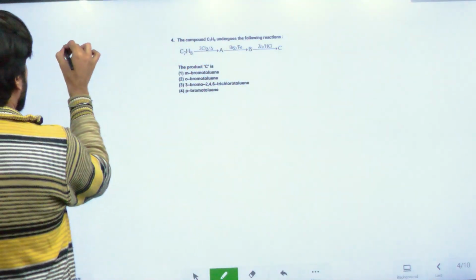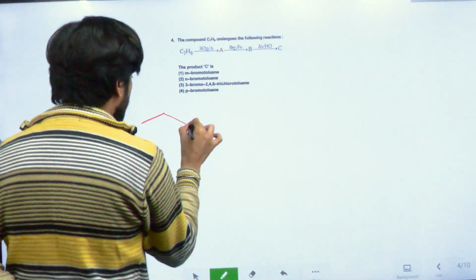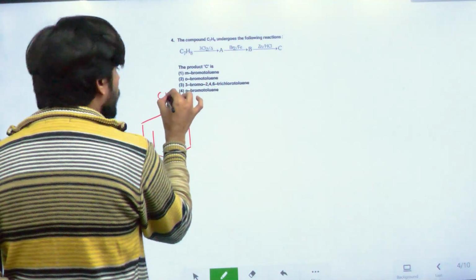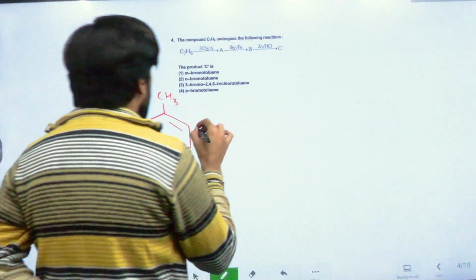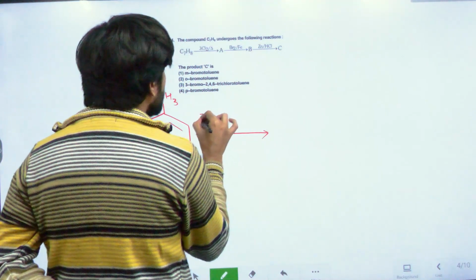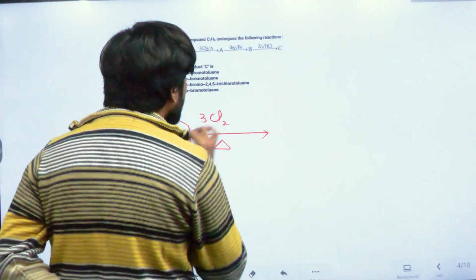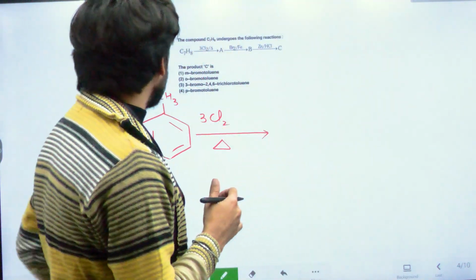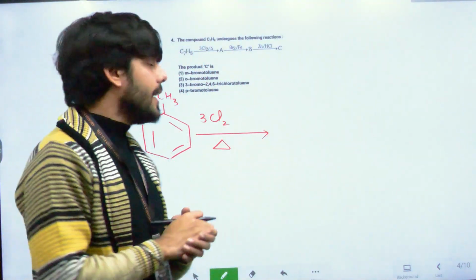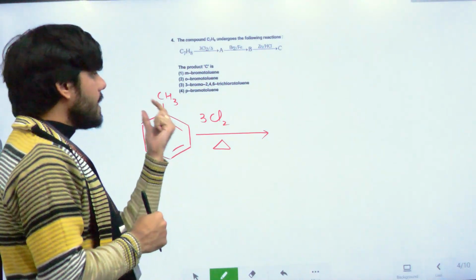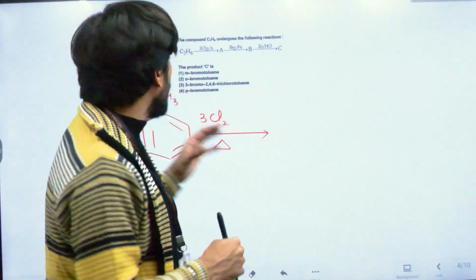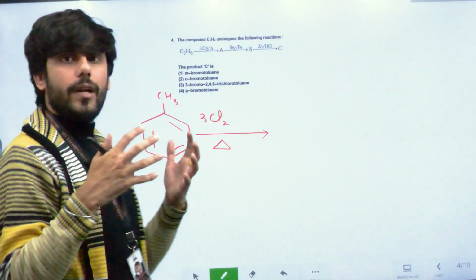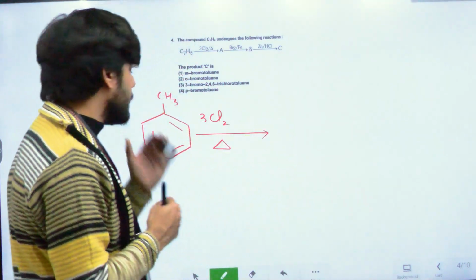So C7H8, this is toluene. Now toluene on 3 times chlorination in the presence of heat. So basically, chlorination, halogenation in presence of heat or light, it results in side chain substitution, or we can also call it benzylic substitution, or we can also call it allylic substitution. In this case, it is benzylic substitution.